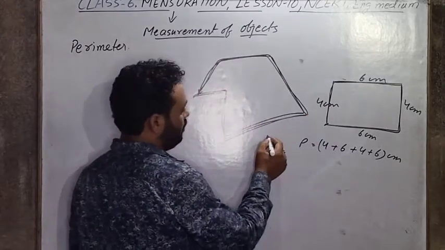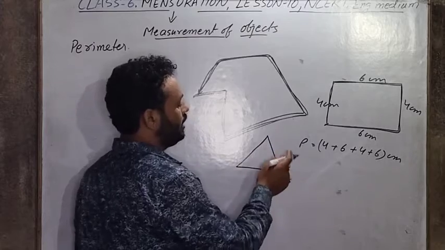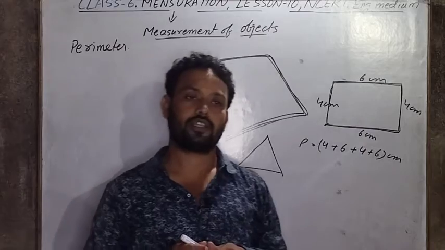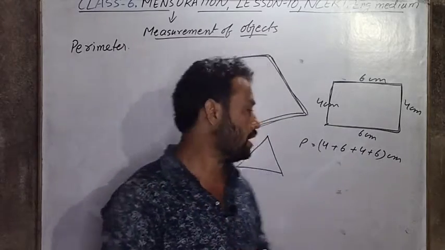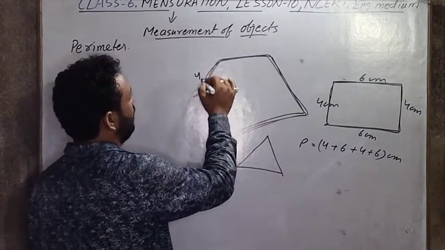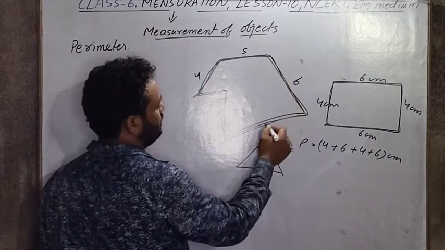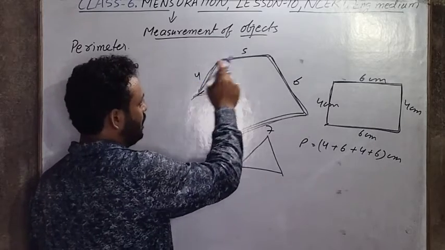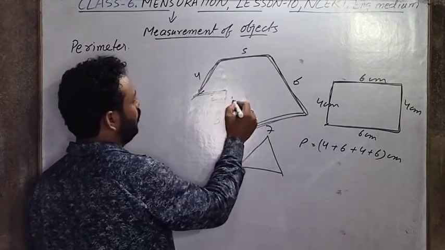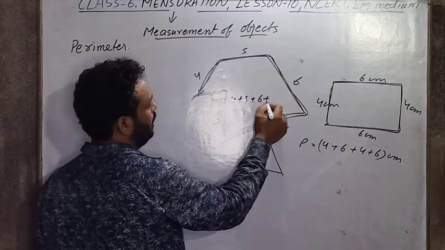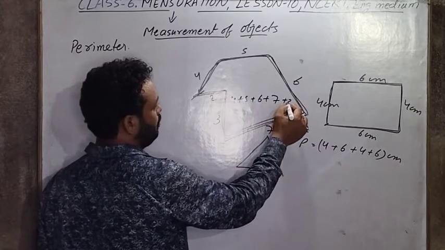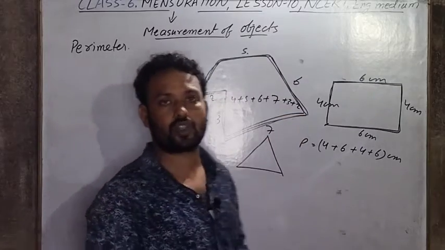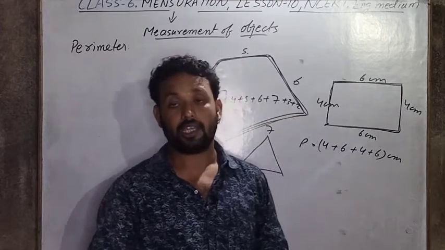So like that, for any figure we can find the perimeter by adding all the sides. सभी sides को हम लोग जोड़ देंगे, चाहे कोई भी फिगर, जैसे कि मान लीजिए इसी का था 4 सेंटीमीटर, 5 सेंटीमीटर, 6, 7, 3, 2, तो the perimeter of this figure will be equal to 4 plus 5 plus 6 plus 7 plus 3 plus 2. इन सब को जोड़ देंगे, इसी को पेरीमीटर कहते हैं.